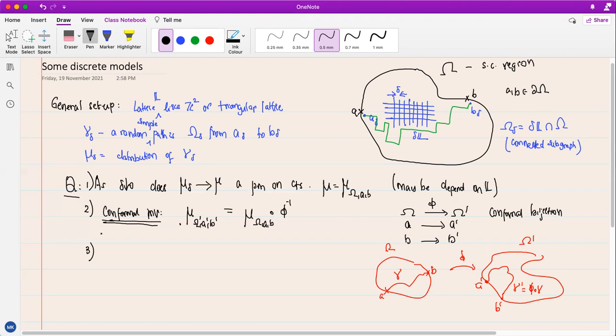So another thing, which is what Shram brought in, is the domain Markov property. This is going to be there in many situations. Domain Markov property.